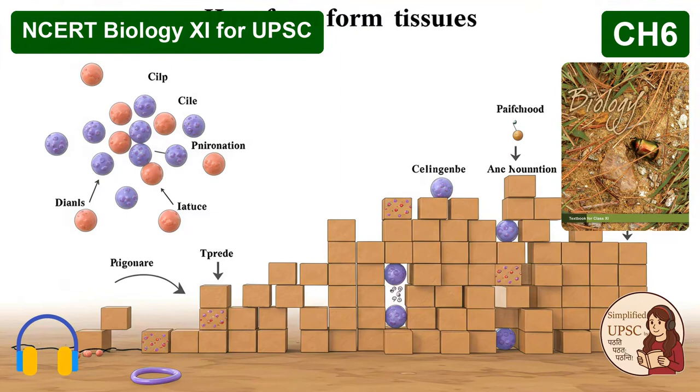Let's start with xylem, the water conductor. It moves water and minerals, but you also mentioned it provides mechanical strength. So what are the components that do that? So you have four main components. There are tracheids, vessels, xylem fibers, and xylem parenchyma. Okay.